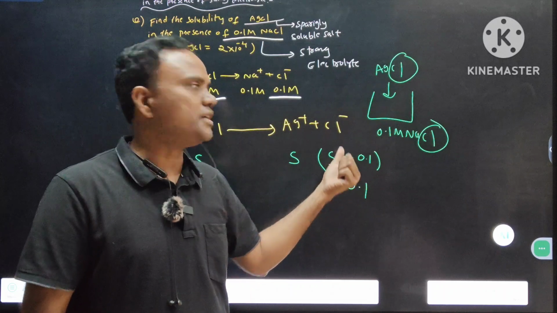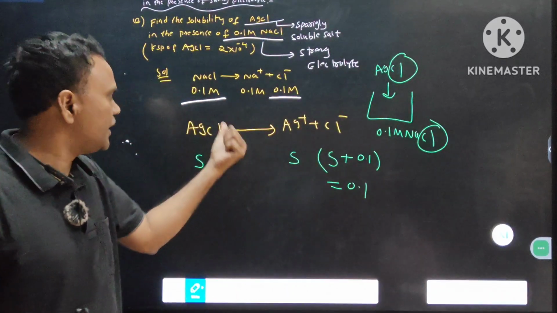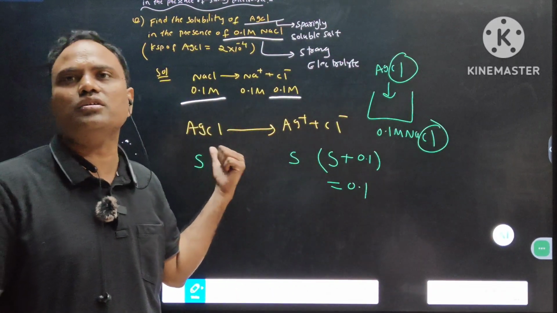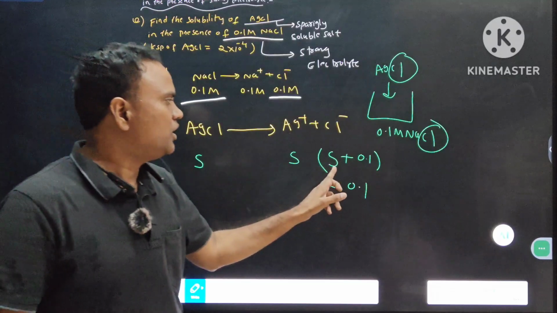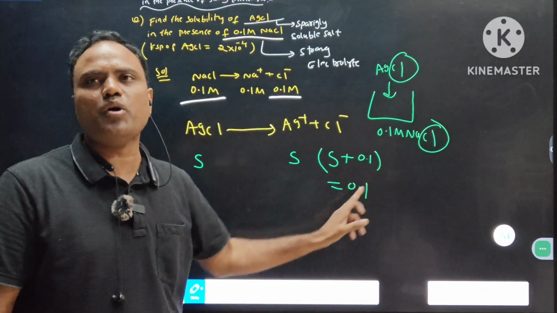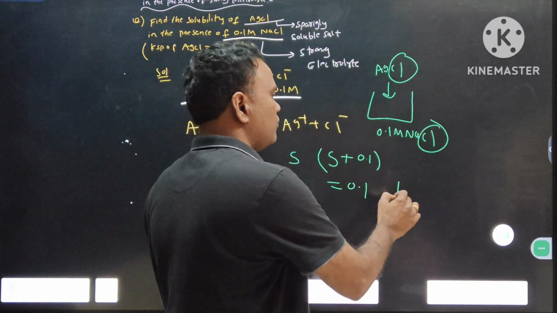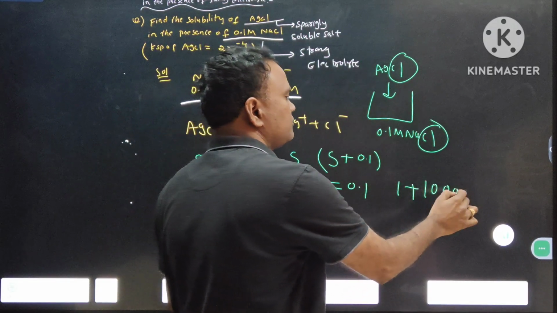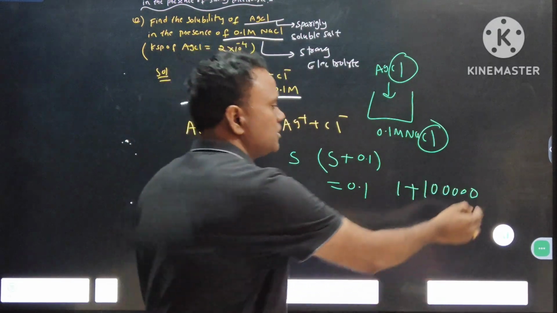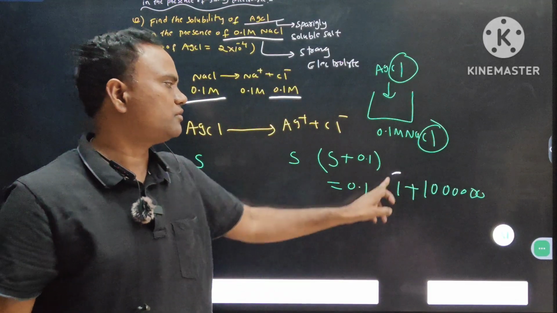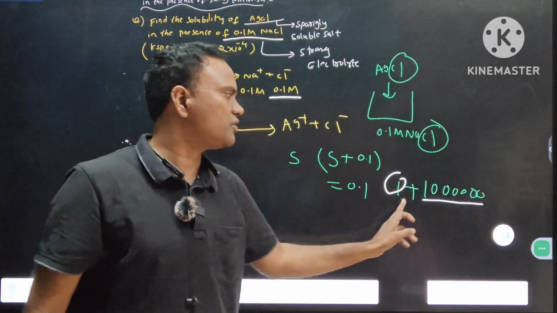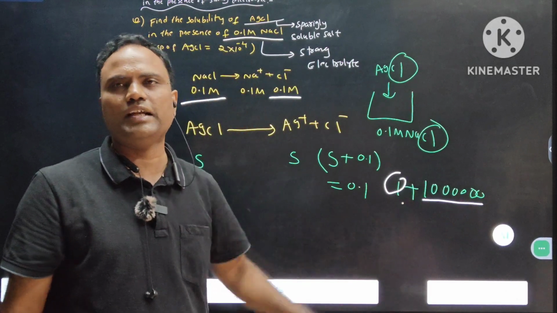0.1 is the chloride ion from NaCl, the larger concentration. S is the concentration of chloride ions from AgCl. AgCl is a sparingly soluble salt, a weak electrolyte, so S can be neglected. S plus 0.1 is 0.1. For example, take 1 plus 1 lakh or 10,000. Can we neglect the 1? Because the other is a bigger value, you can neglect it.